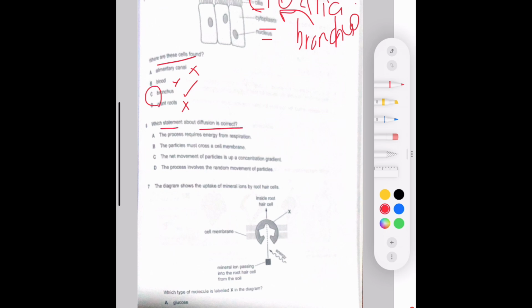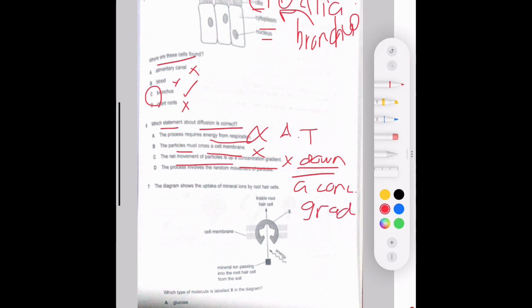Now, question 6. Which statement about diffusion is correct? Well, for diffusion, you have to know that diffusion doesn't require energy. It is a passive form, and that is the opposite of active transport. And the process requires the random movement of the particles, and therefore the reasonable answer here would be D. The process involves the random movement of particles.